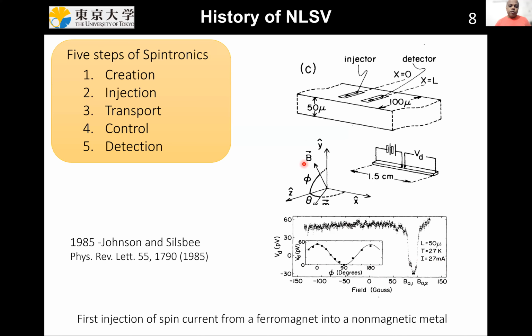Actually, this was the first non-local spin valve device that was fabricated. But this device was working at a very low temperature, at 27 Kelvin. So people were not much interested in this kind of thing because it didn't work at room temperature.